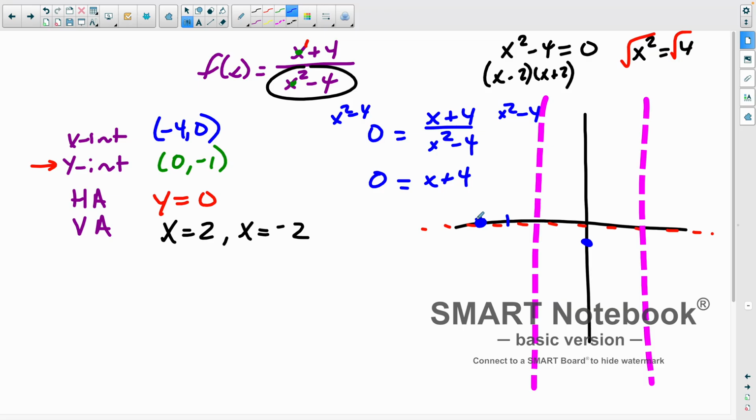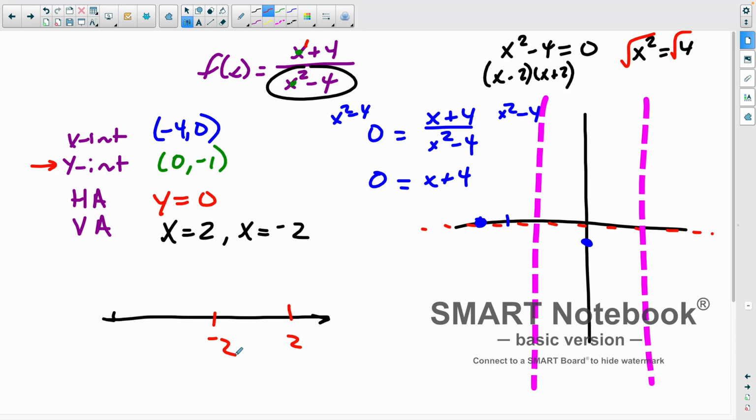Okay? Now, I'm going to go build me a sign chart because this is a little bit more complicated. And I'm going to put my critical values on my sign chart like I've been doing. What critical values do I have? 2 and -2. What type of critical values are those?